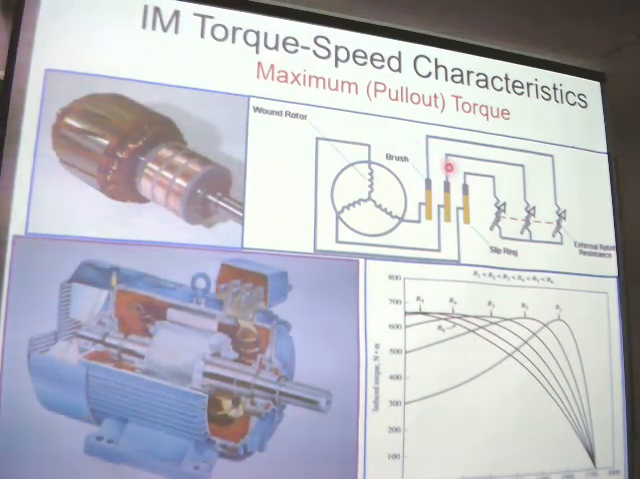This is just during the starting. After starting, the speed is high, and we'll change the resistance from 5 to 1. So it will decrease the losses and increase the efficiency of the motor.